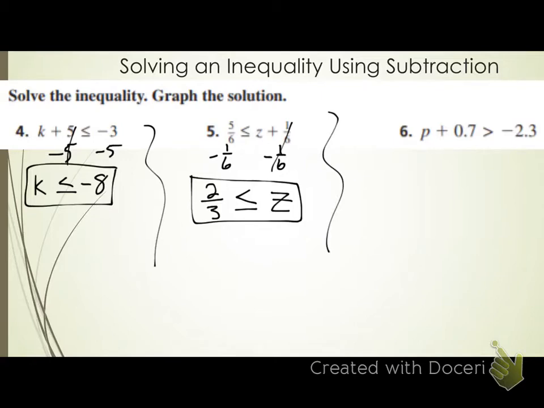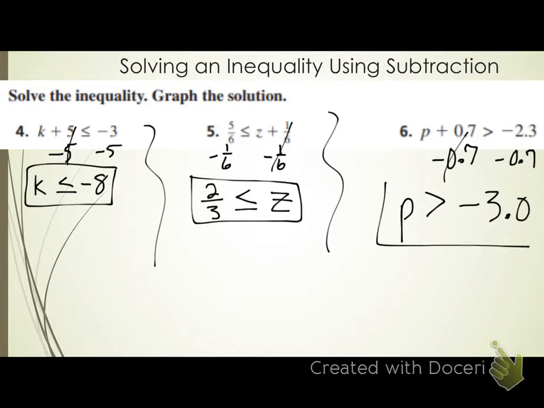And number 6, raise your hand if you can help me out. Very good. Subtract 0.7 from both sides. P is greater than, what's negative 2.3 minus 0.7? Negative 3. If you put negative 3.0, that is also correct. Which way would I be shading this graph? Not left. It'll be to the right, because P is greater than negative 3. I want all values greater than negative 3. Questions on these 3 examples? We good?